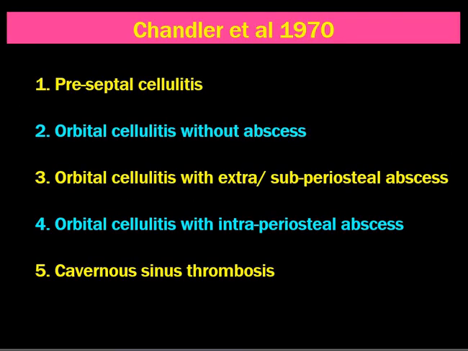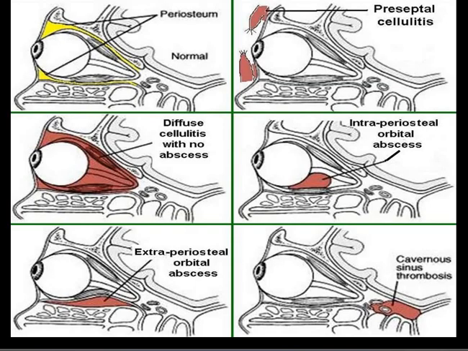In 1970 classified the orbital complications of sinusitis as follows. They are pre-septal cellulitis, orbital cellulitis without abscess, orbital cellulitis with extra or subperiosteal abscess, orbital cellulitis with intraperiosteal abscess, and cavernous sinus thrombosis. This is the diagrammatic representation of the different complications.